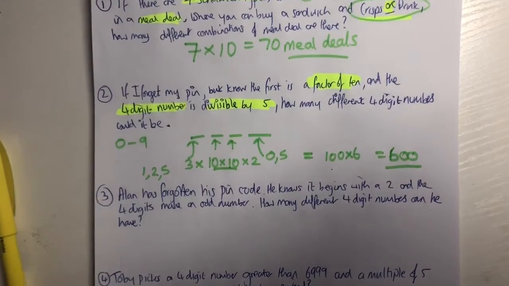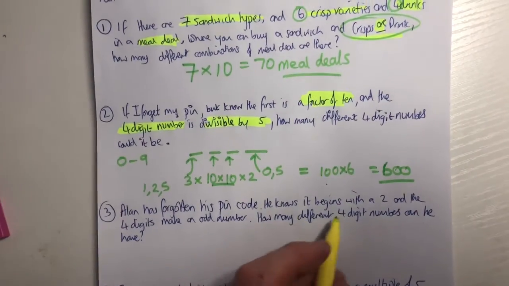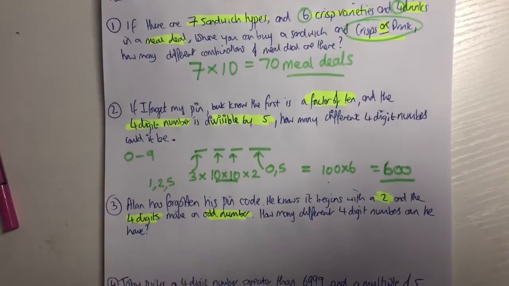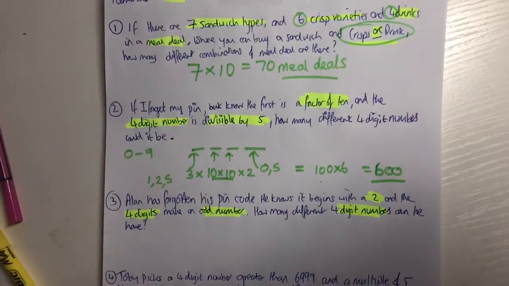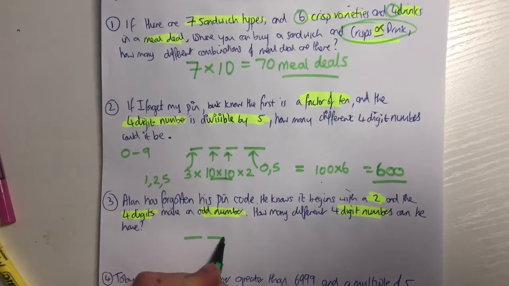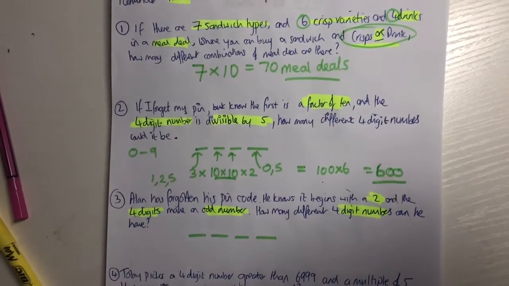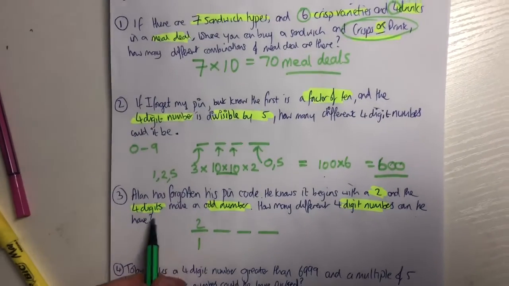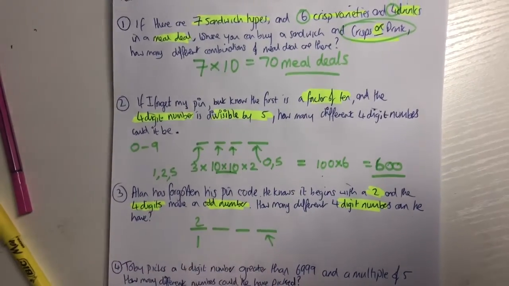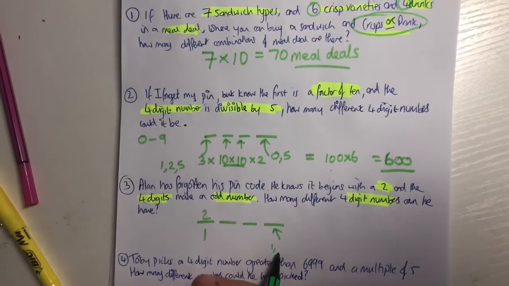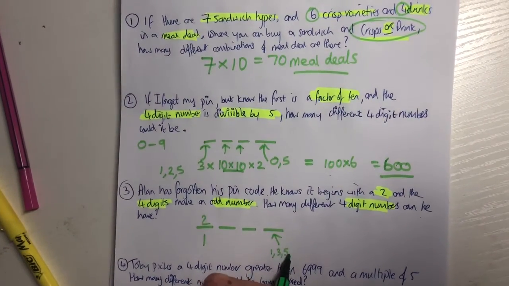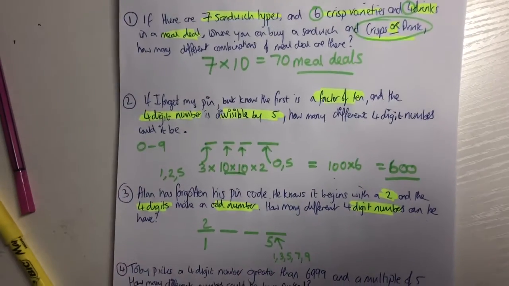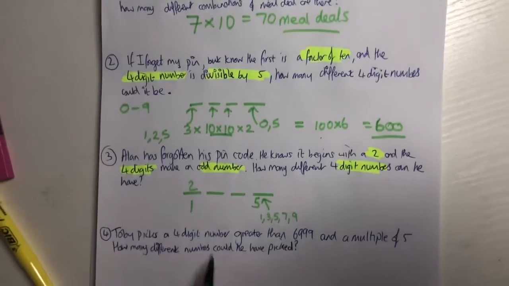Next one. Alan has forgotten his PIN code. He knows it begins with a 2, and the 4 digits make an odd number. How many different 4-digit numbers can he have? Okay, so 4 digits. He knows it begins with a 2, so there's only one possibility there. And he knows it's an odd number. So to be an odd number there, it could either be 1, 3, 5, 7, or 9. So there's 5 different possibilities there. So what about the other 2?